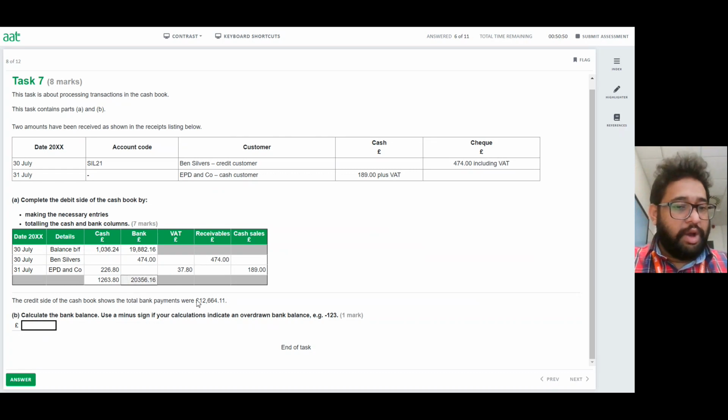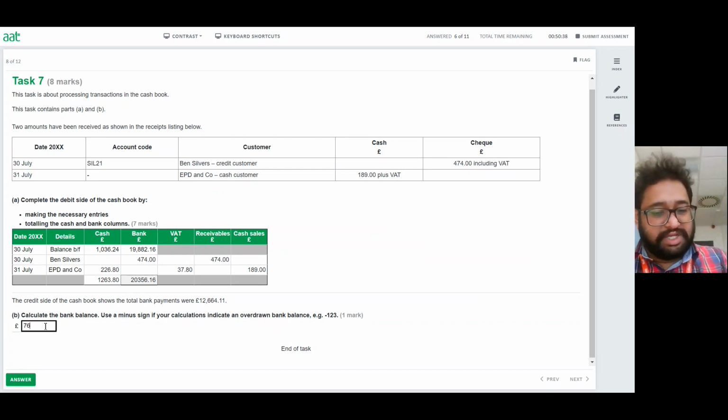£20,356.16. And now we're going to compare that against the payments we made out, minus the payment of £12,664.11. That leaves us with the positive amount of £7,692.05. We have to take away these bank payments from your bank receipt side total to find what is your current bank balance. It's going to be £7,692.05. Okay.